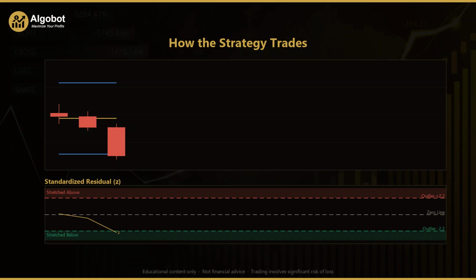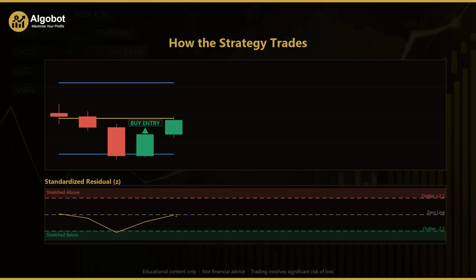In the panel below is the strategy's real engine, the standardized residual, which measures how many standard errors each close sits from that regression line. It has a level at positive 2.2 and a matching level at negative 2.2, with a zero midline in between. Watch the first few candles. Price drifts gently lower, and the residual in the lower panel eases down from around zero. Nothing actionable yet, because price is still comfortably inside the band.